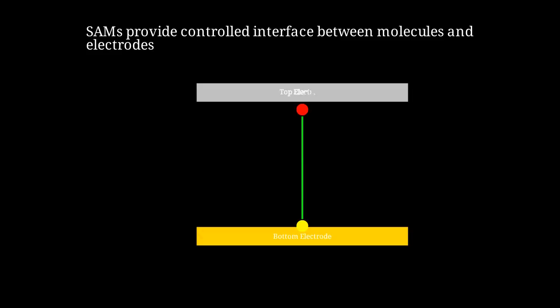Here's the basic architecture of a molecular junction. We have a bottom electrode, typically gold. The molecule bridges between the bottom and top electrodes. When we apply a voltage, current can flow through the molecule.